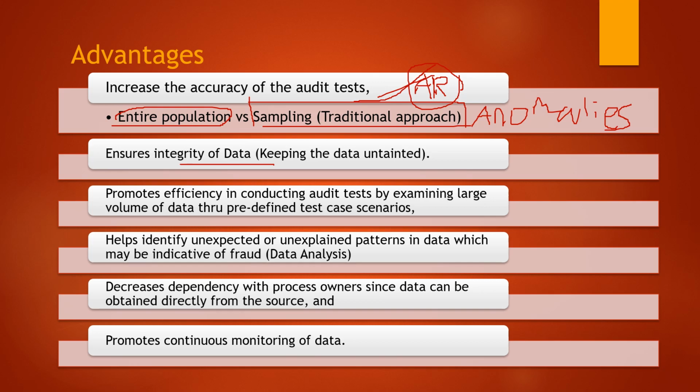So, for data analysis, we have patterns that we can see. Even in Excel, you can use true and false results, and we can see that in Excel. You will see the patterns. Why is the answer different? So we can determine the unexplained patterns. It also decreases dependency on process owners since data can be obtained directly from the source, and promotes continuous monitoring of data. So that's part of the advantages of CAATs.